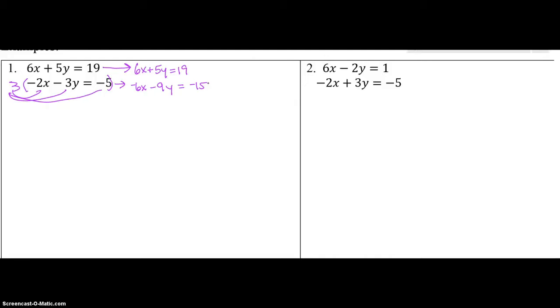Because now, in the top equation we have 6x and in the bottom equation we have negative 6x, so now we do have opposites. So you want to multiply by something that's going to give you opposites for either the x's or the y's. Okay? Alright. So now that we have opposites, it looks just like yesterday. We can add straight down. X's cancel. We get negative 4y equals 4. So y equals negative 1.